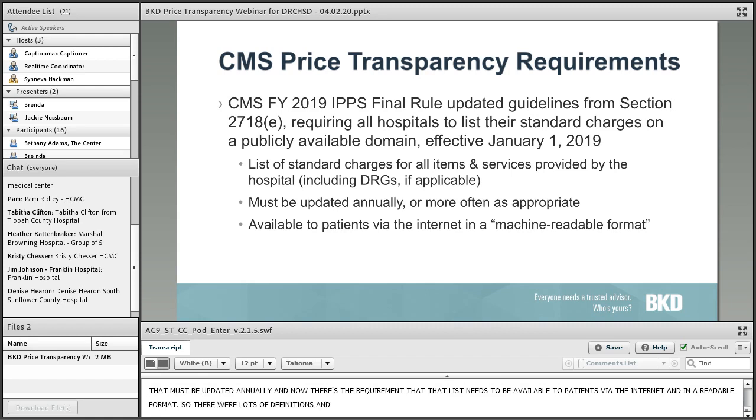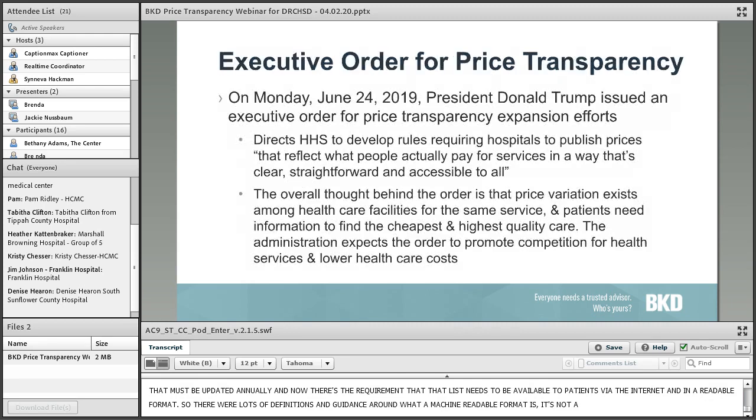And so there were lots of definitions and guidance around what's a machine-readable format. That's not a PDF file. It has to be a file like an Excel file that someone could download and actually manipulate.